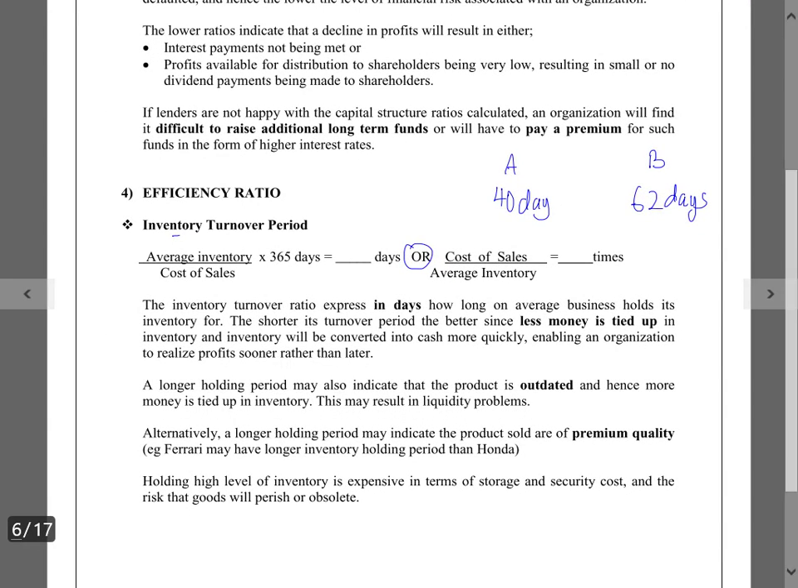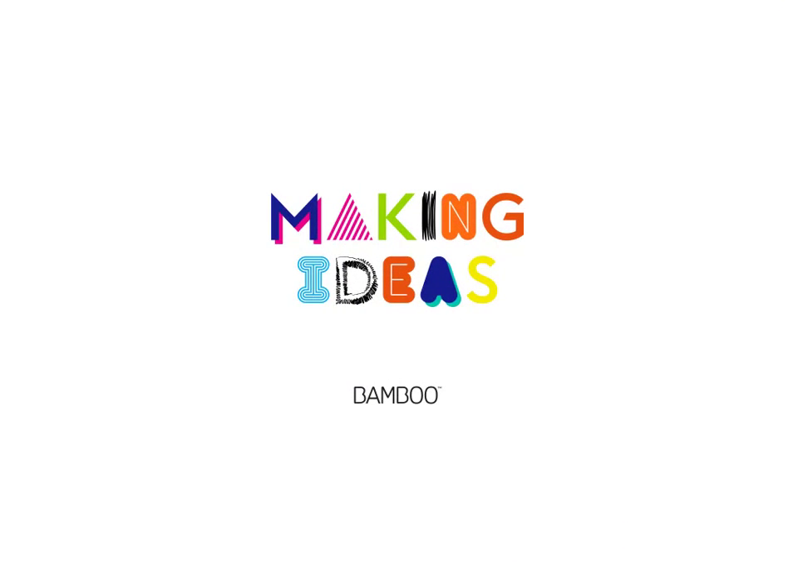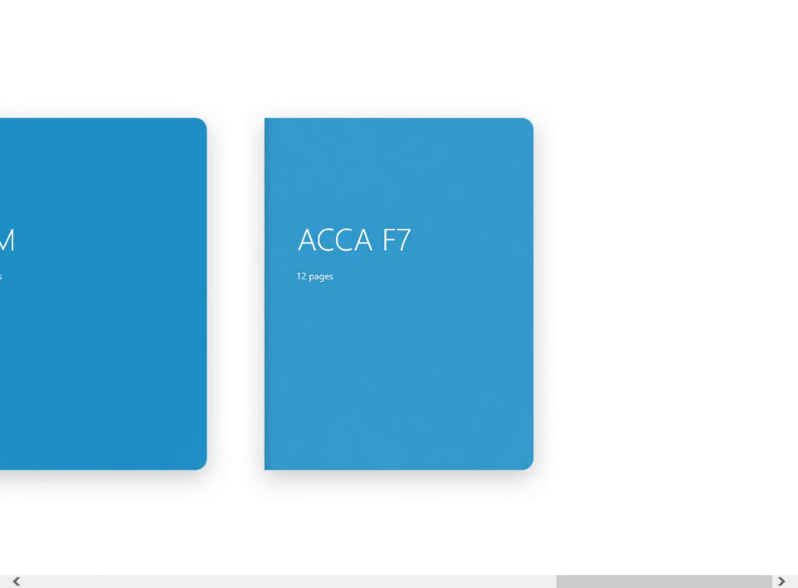Then the next ratio here. You notice it was average divided by cost, and here it is cost divided by average, just the opposite. So I give you the next example. What's the difference between these two formulas? Actually, it's almost the same. They are linked.